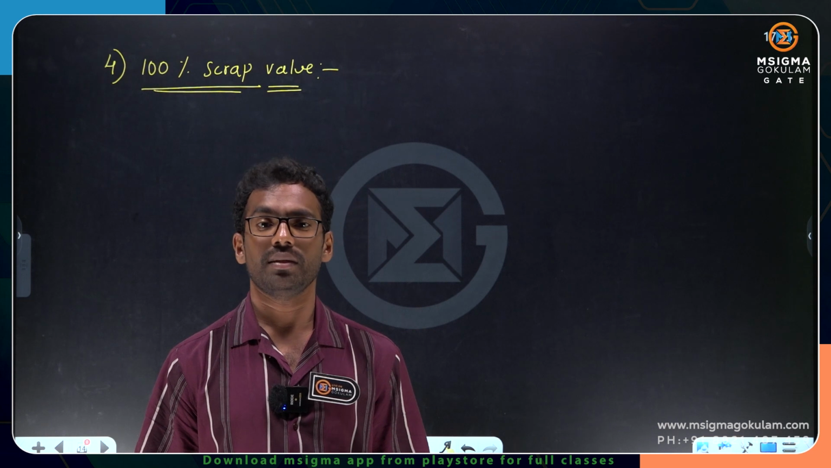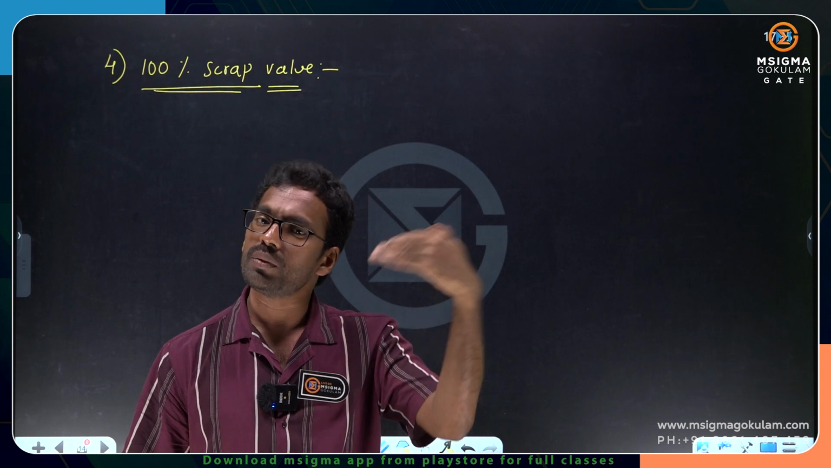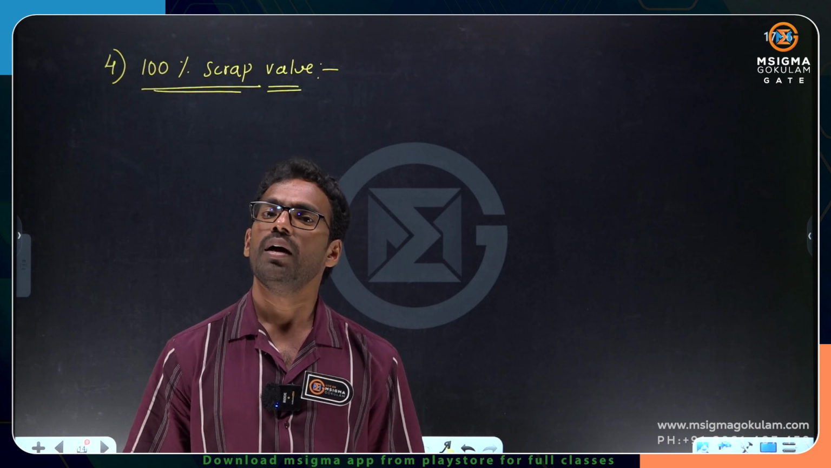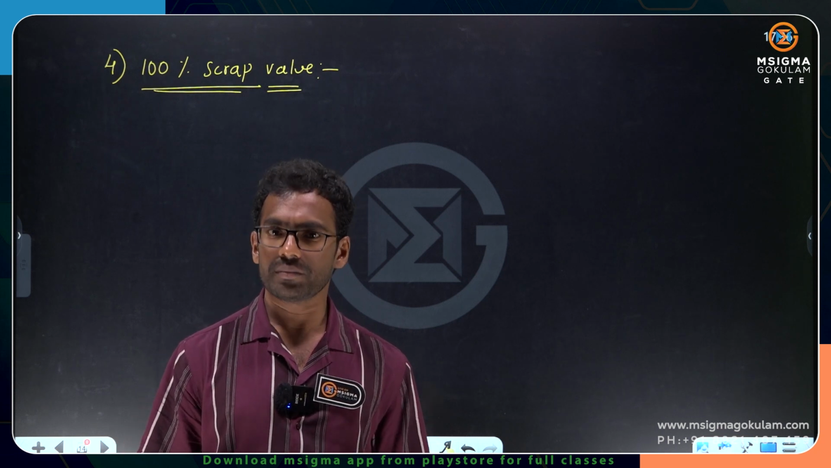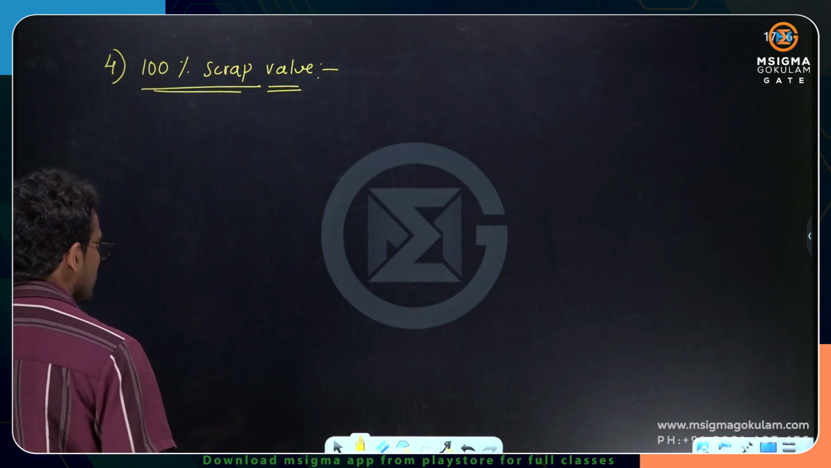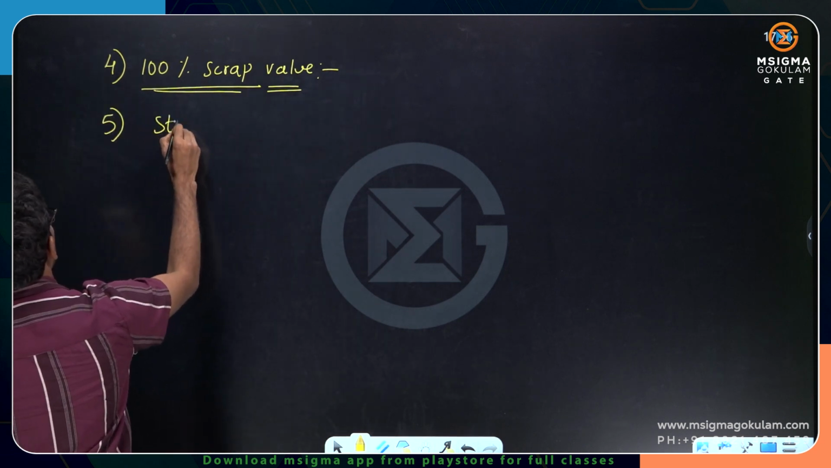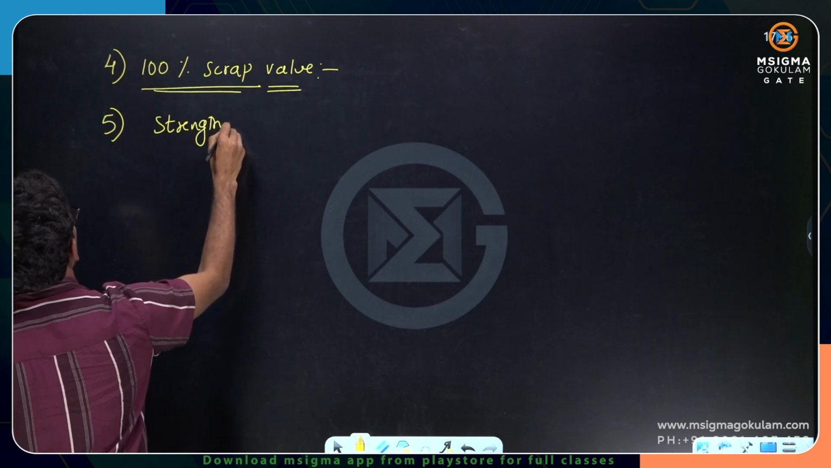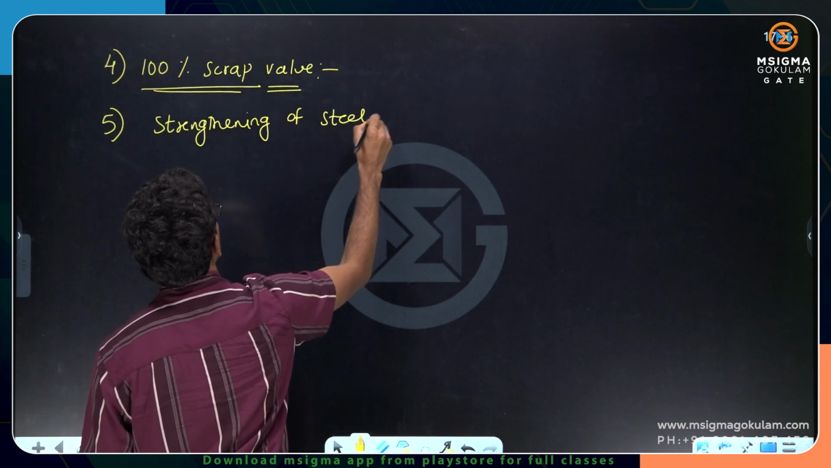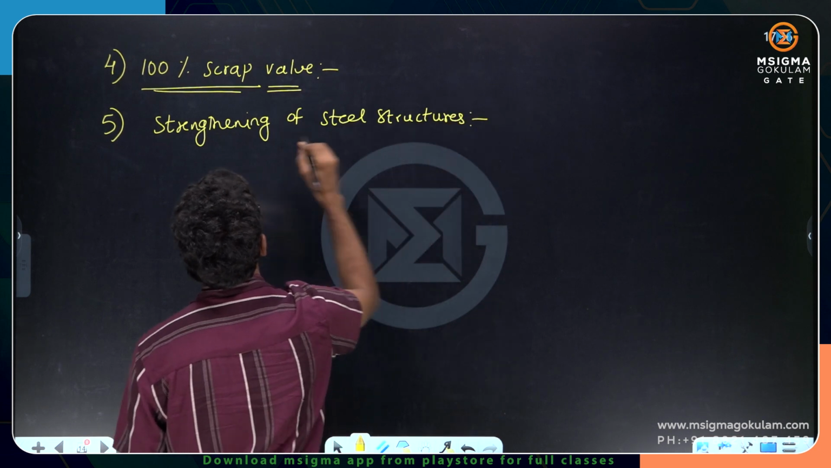Steel itself has 100% scrap value. After dismantling of steel elements, we can reuse them at some other location with the same 100% efficiency and strength. And we can recycle steel also. That is what we can observe especially, right? And coming to steel structures, basically strengthening of steel structures can be done easily.